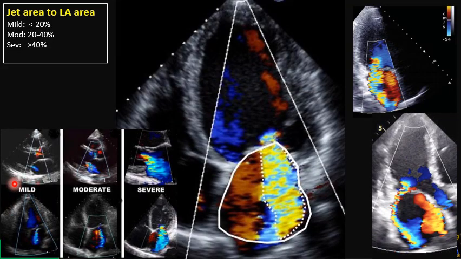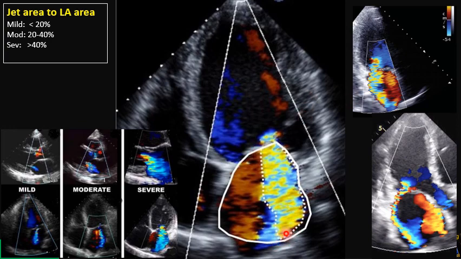For grading the jet on the MR, we have two techniques. One of them is just eyeball guessing, another is measuring the jet area to the LA area. For that purpose, we go in two views, apical 4 and apical 3.